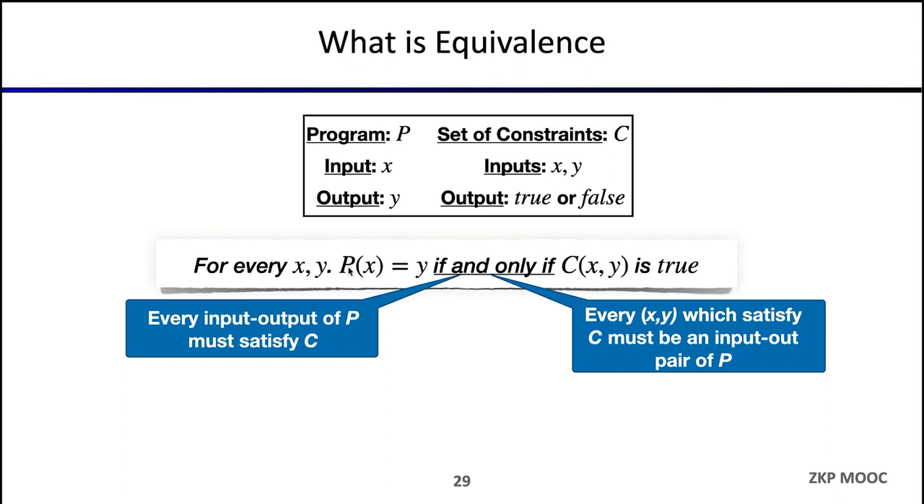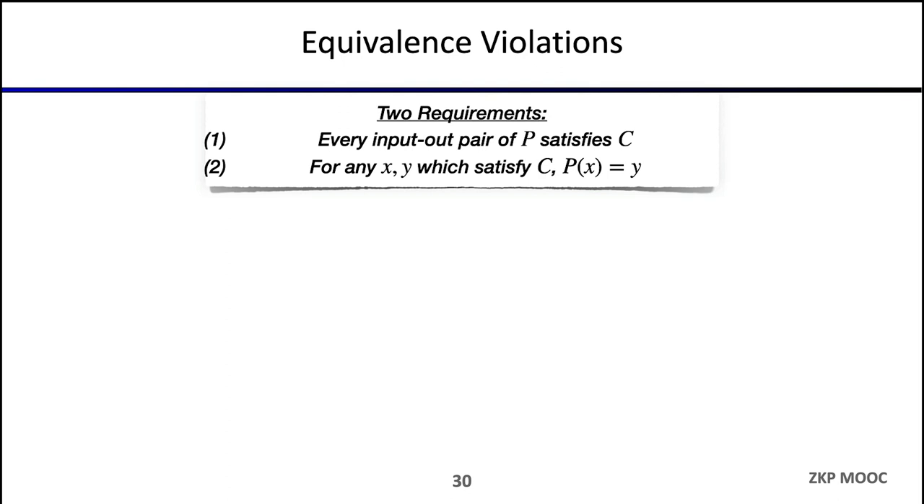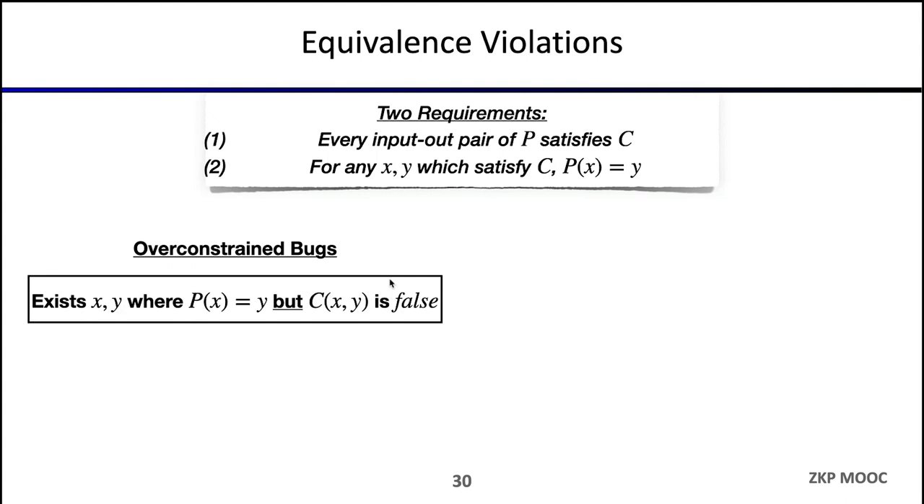So the important question is, how can this be violated? It's actually feasible that those get violated. So we are going to look into these possible violations in a bit more formal way. And then we are going to break down the violations of this equivalence property into two classes, since it actually involves two parties. On one side, we have the first type of violation, which is what we refer to as over-constrained bugs.